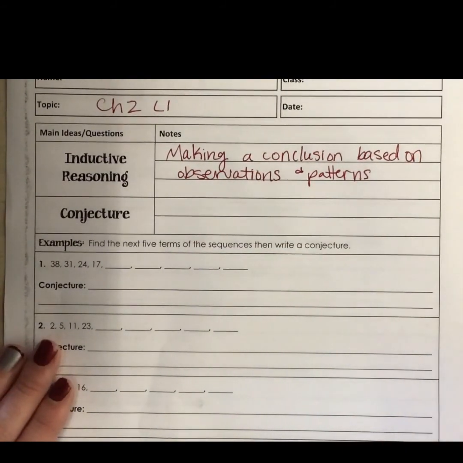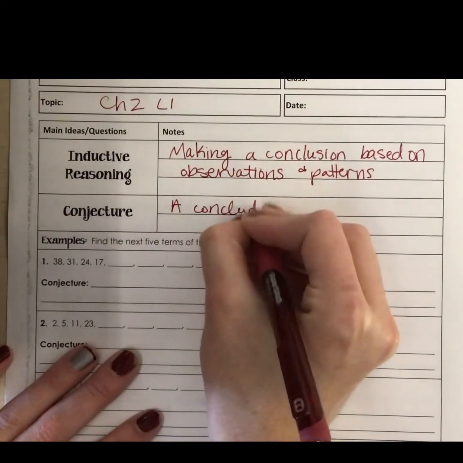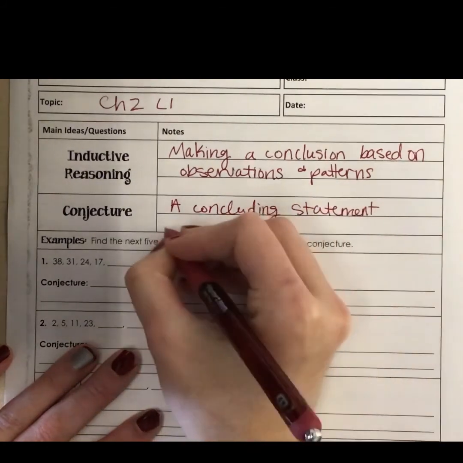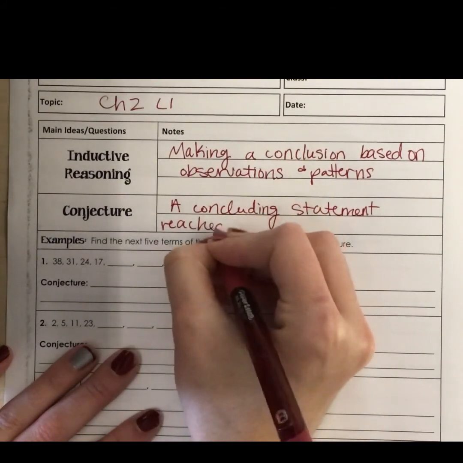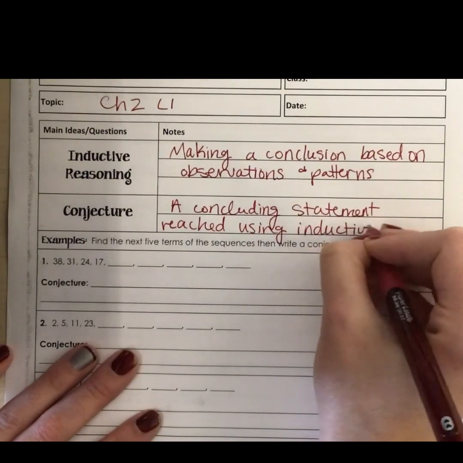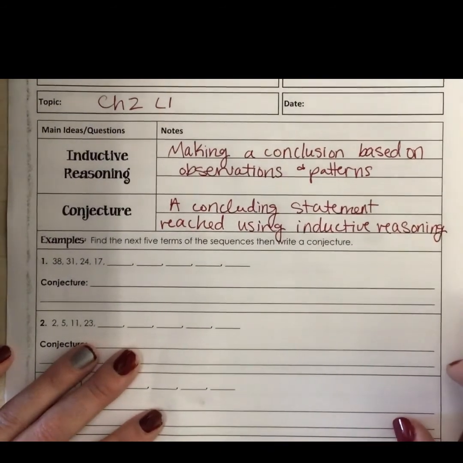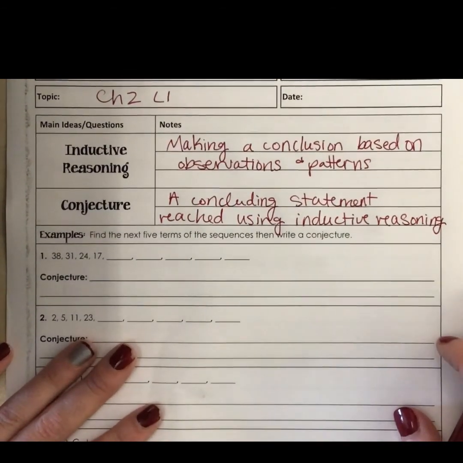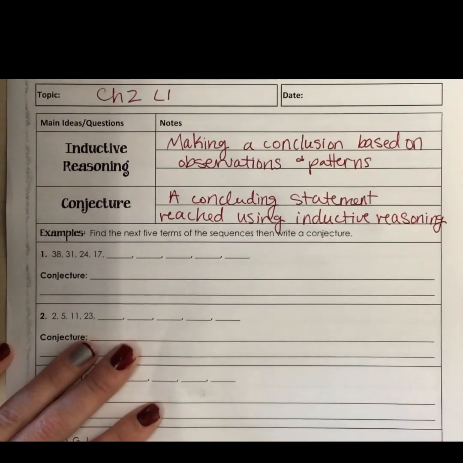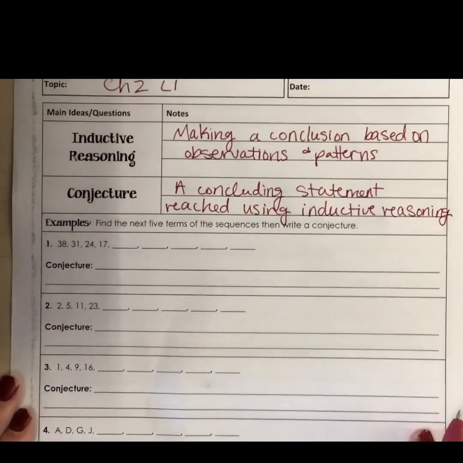So some of those different things that we can recognize patterns of, or our observations that we can say come to a conclusion with. A conjecture is a concluding statement reached using inductive reasoning. So that would be our final conclusion that we come to. Conjecture is just another word for saying conclusion. It's just a more proper way for saying that we have used those observations and patterns in order to be able to come to this conclusion.